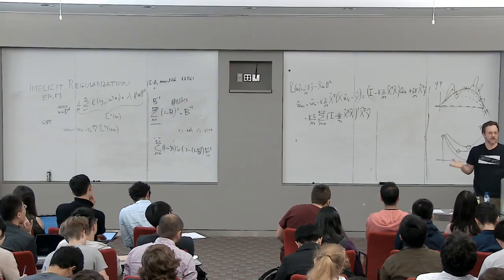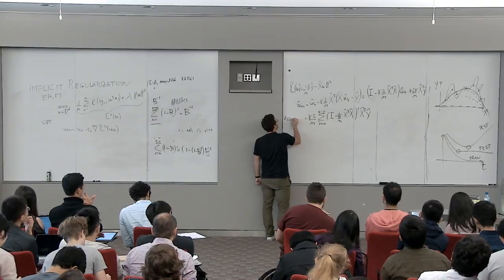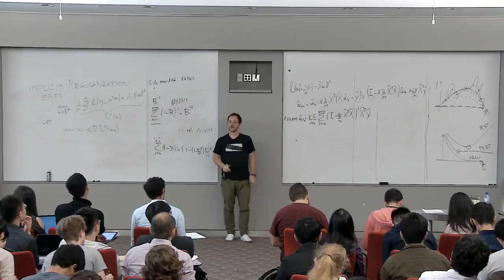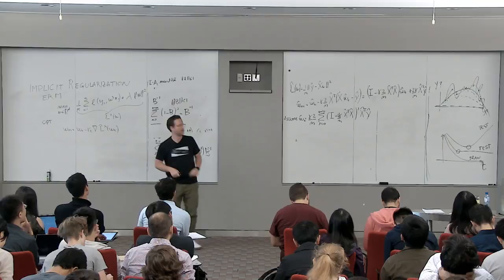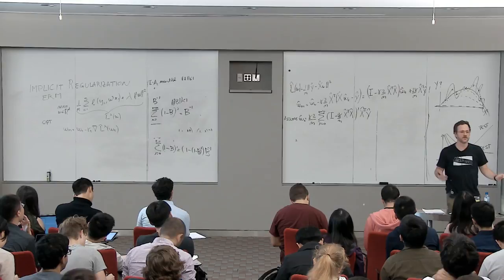Proceed by induction. So assume that this is true for t. Assume w hat t satisfies this. You want to show by induction that it also holds true for t plus 1. So you just take this expression and you plug it in here. And then you just see what happens. What's going to happen?